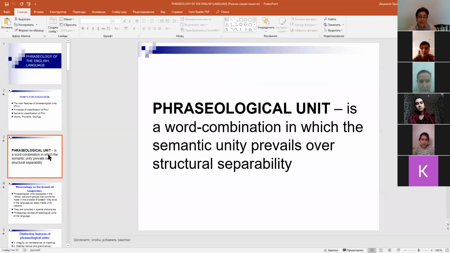So what is a phraseological unit? Phraseological units are word groups that cannot be made in the process of speech.